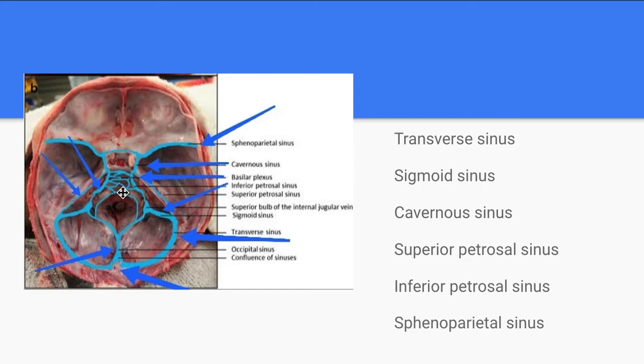Coming to the paired sinuses, we have the transverse sinus, these two.